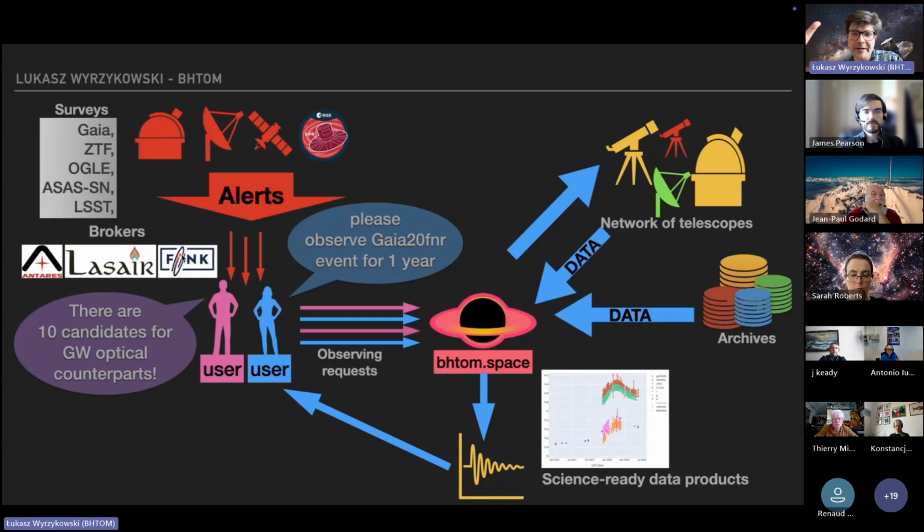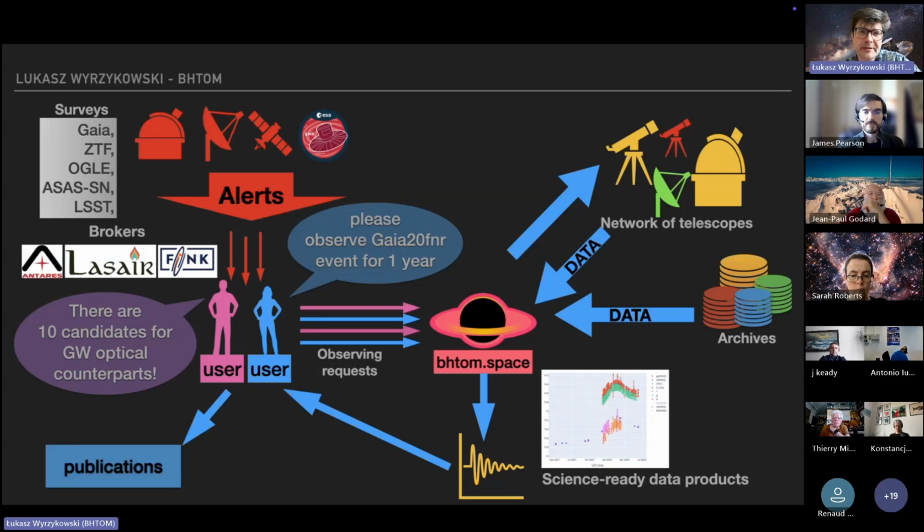So we separate these observing requests from the telescopes so that the users, let's say scientists or people interested in some particular objects, can get their data on their computers almost as soon as it's processed. They don't have to write any proposals, they don't have to apply for time, they don't have to communicate with many telescopes. We do it on their behalf so that they can focus on publications.